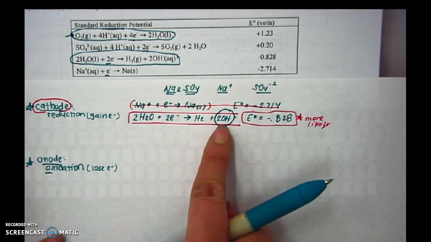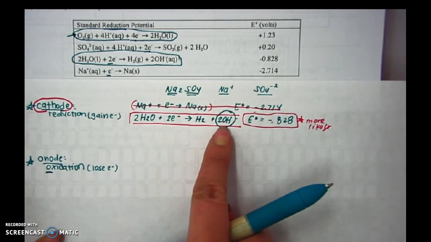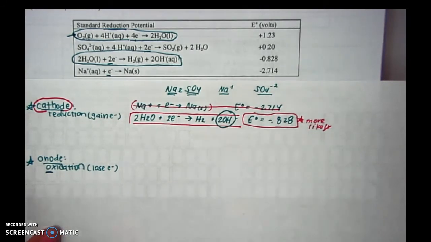So if you guys saw a purplish color forming on one end of your pencil, it was because of the hydroxide ions that were being formed. Okay, now let's take a look at the anode section.